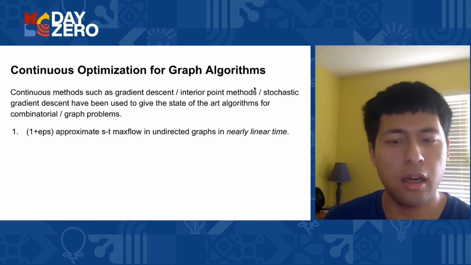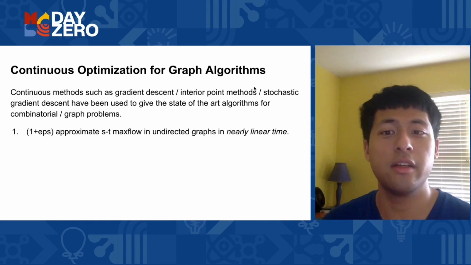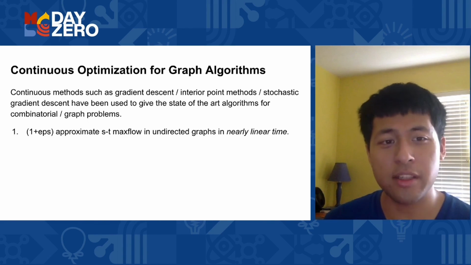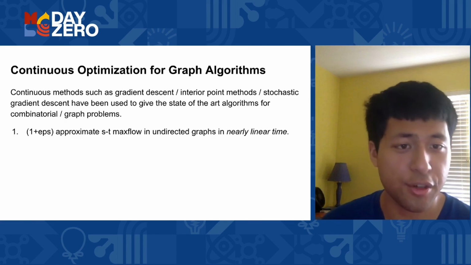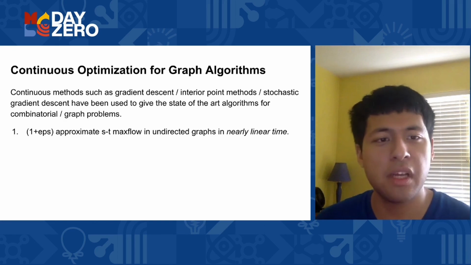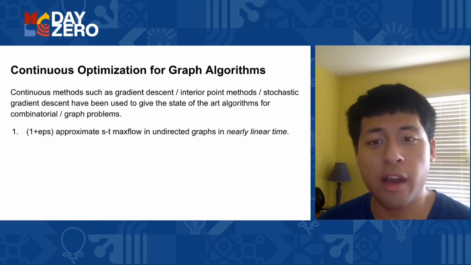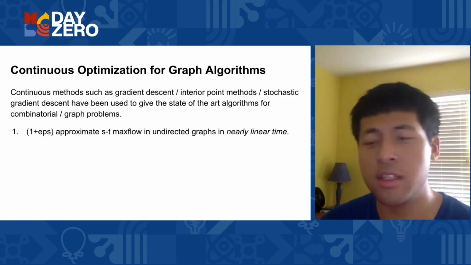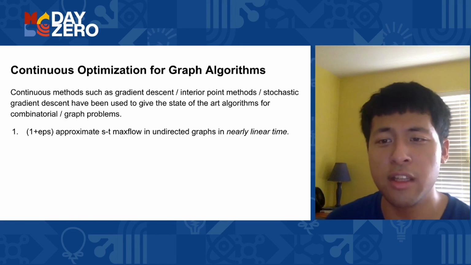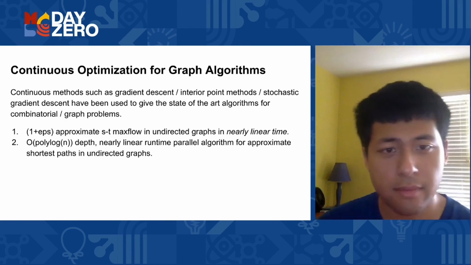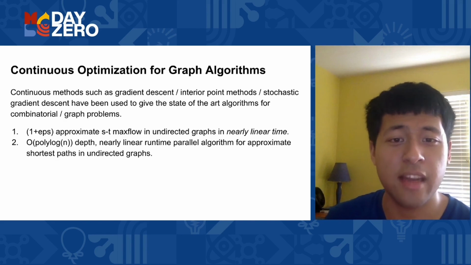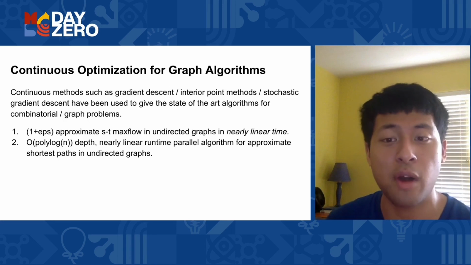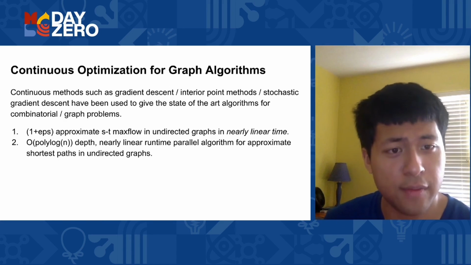So there are some very interesting results in this field. A super crazy result is that you can give 1 plus epsilon, very accurate approximate maximum flows between two vertices S and T in linear time. So you should think, if I want to get the maximum flow in an undirected graph to within 1% accuracy, I can have an algorithm that runs in nearly linear time that achieves this. Also, you can get results such as very low depth, polylogarithmic depth, and nearly linear runtime parallel algorithms for approximate shortest paths in undirected graphs.